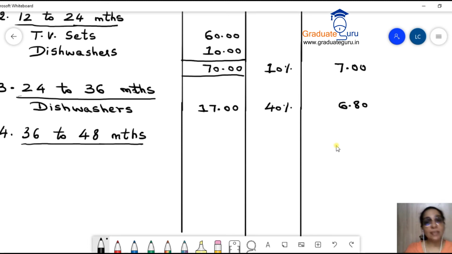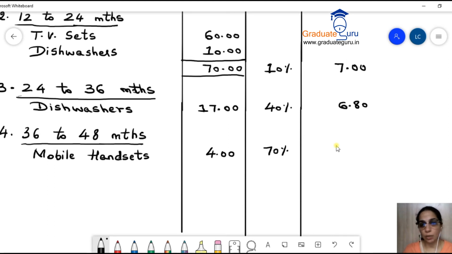और कौन से assets हैं? We have mobile handsets, जो कि इस category में हैं. What is the amount given for mobile handsets? 4 lakhs. So I'll write that down. And as I said, the rate is 70%. So 4 into 70% will give you 2.80. Okay. And now let's go to the fifth category, more than 48 months.